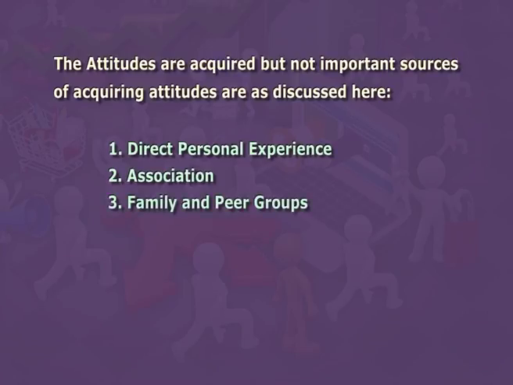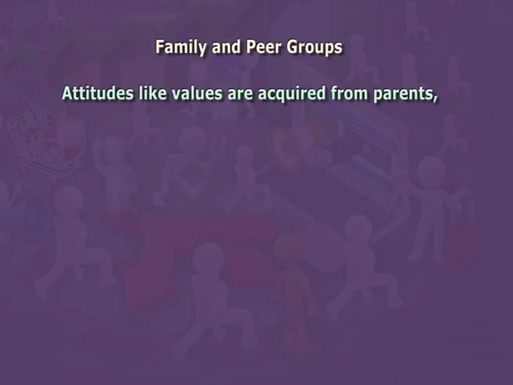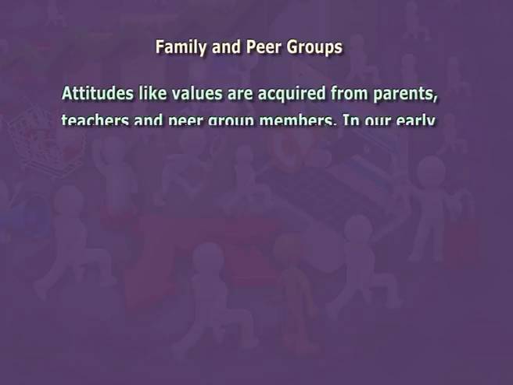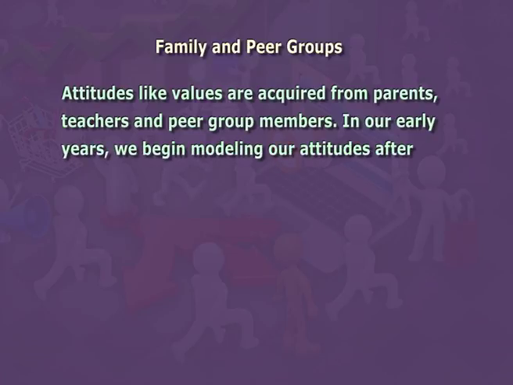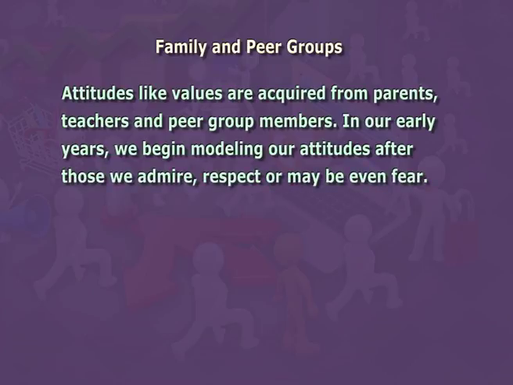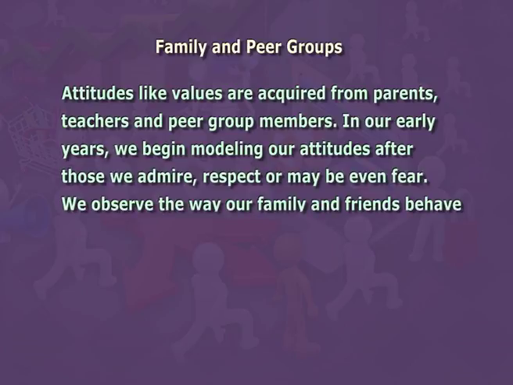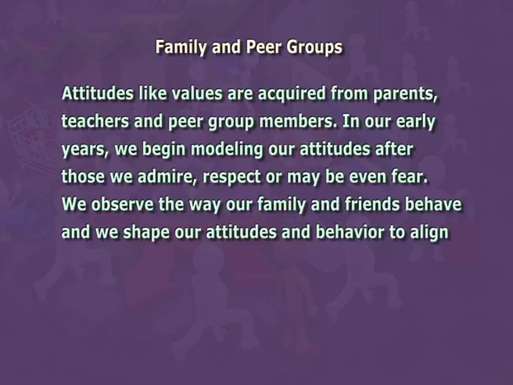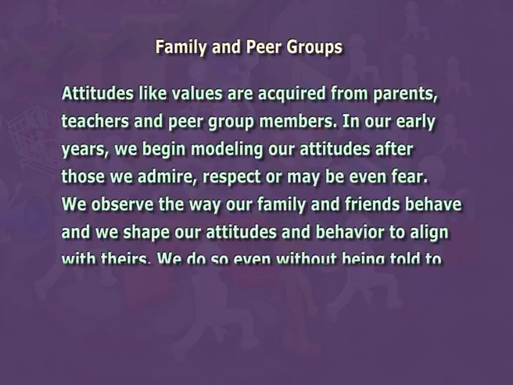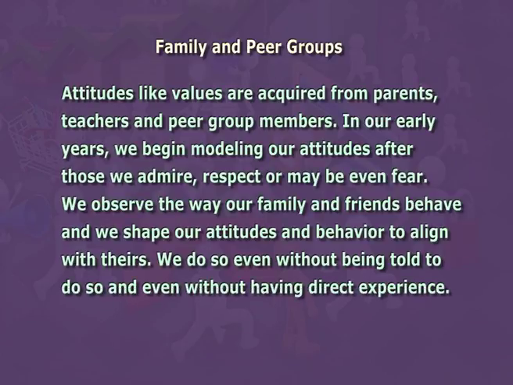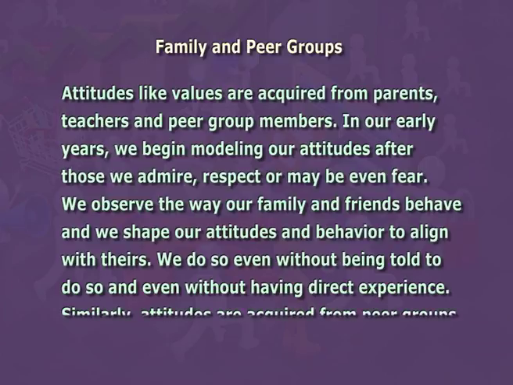Thirdly, family and peer groups. Attitudes like values are acquired from parents, teachers and peer group members. In our early years, we begin modeling our attitudes after those we admire, respect or maybe even fear. We observe the way our family and friends behave and we shape our attitudes and behavior to align with theirs. We do so even without being told to do so and even without having direct experience.